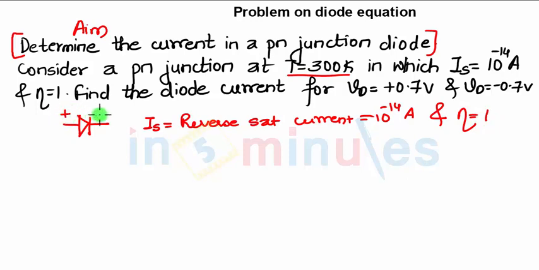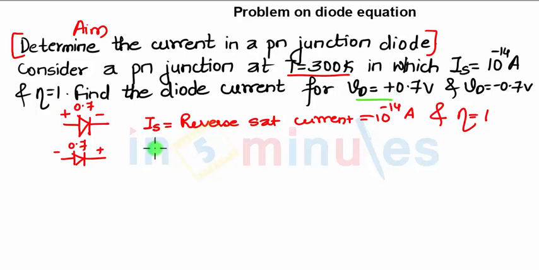Vd is the voltage across the diode, which is 0.7 volts, and the second case says that when the voltage across the diode is minus 0.7, that is, when the diode is reverse biased, you need to find the current in the diode. Now how to go about it? In the first case, the diode voltage is 0.7 volt.